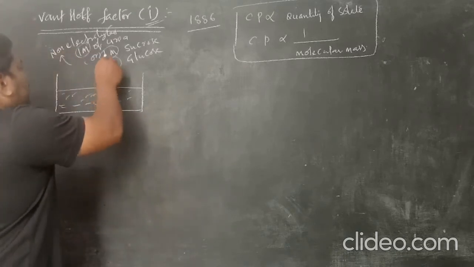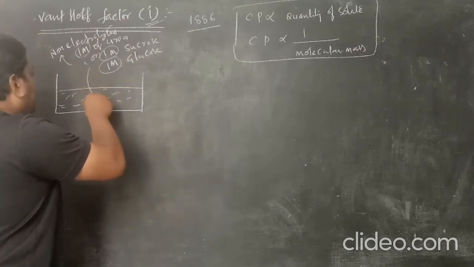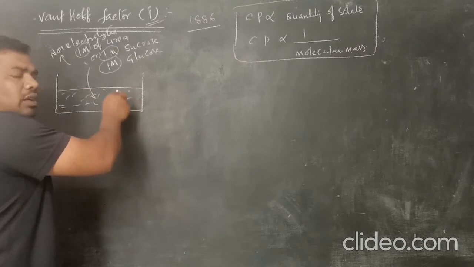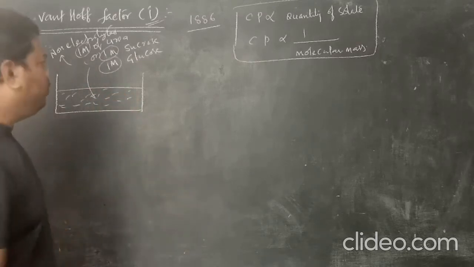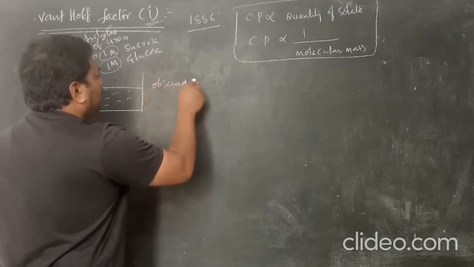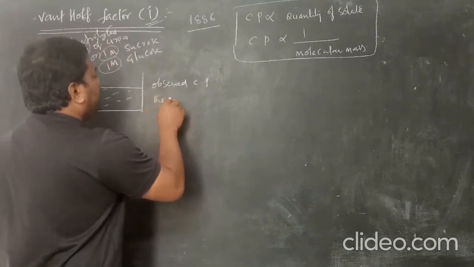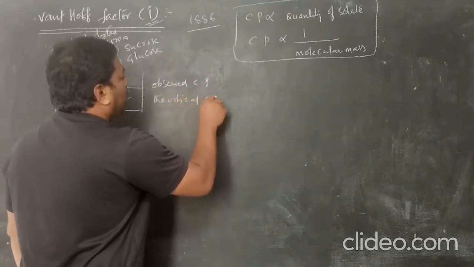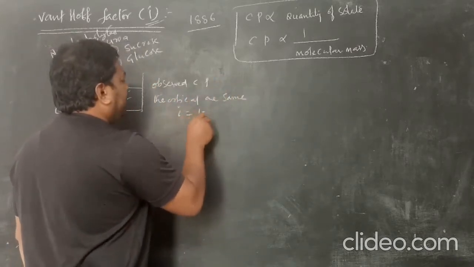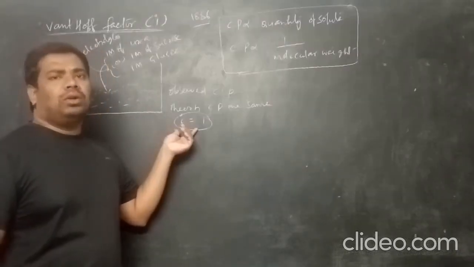So these non-volatile solutes are dissolved in water. They cannot dissociate nor associate. Therefore the observed colligative property and the theoretical colligative property are the same. That means the Van 't Hoff factor i is equal to 1.